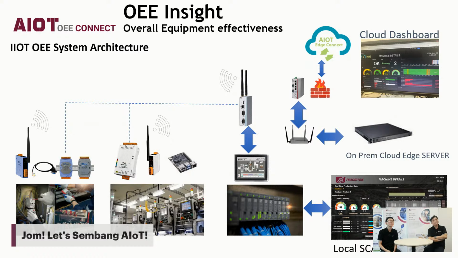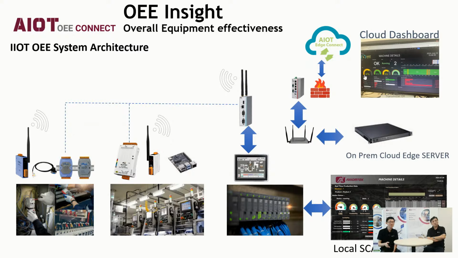The first one is very common. Usually people will send to a cloud dashboard. But if you prefer not to send your data to the internet, then you can have an on-premise cloud edge server where everything will be stored within your premise. Okay, so that is a very simplified way of summarizing this.